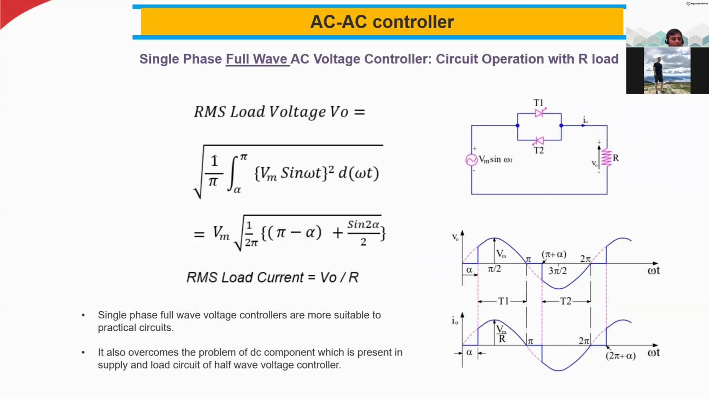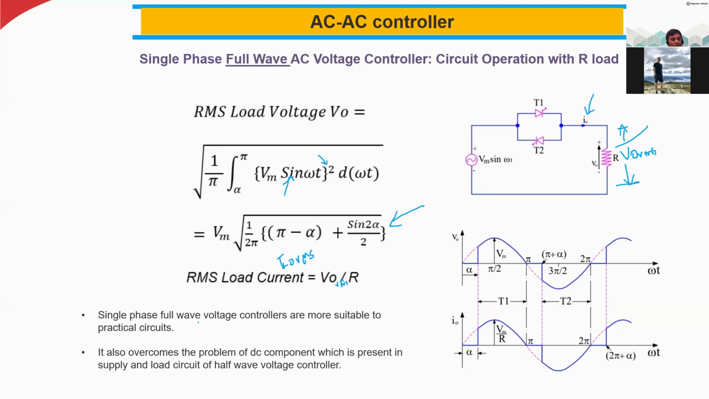So that is why the RMS value is the square root of 1 divided by pi, integral from alpha to pi, of the input voltage squared. This is the standard formula to remember. And the RMS load current, that is IO RMS, is the output current flowing through here. So the RMS value of the output current is VO divided by R. VO is nothing but VO RMS, the voltage drop across the resistor, which is the RMS value of the output voltage.